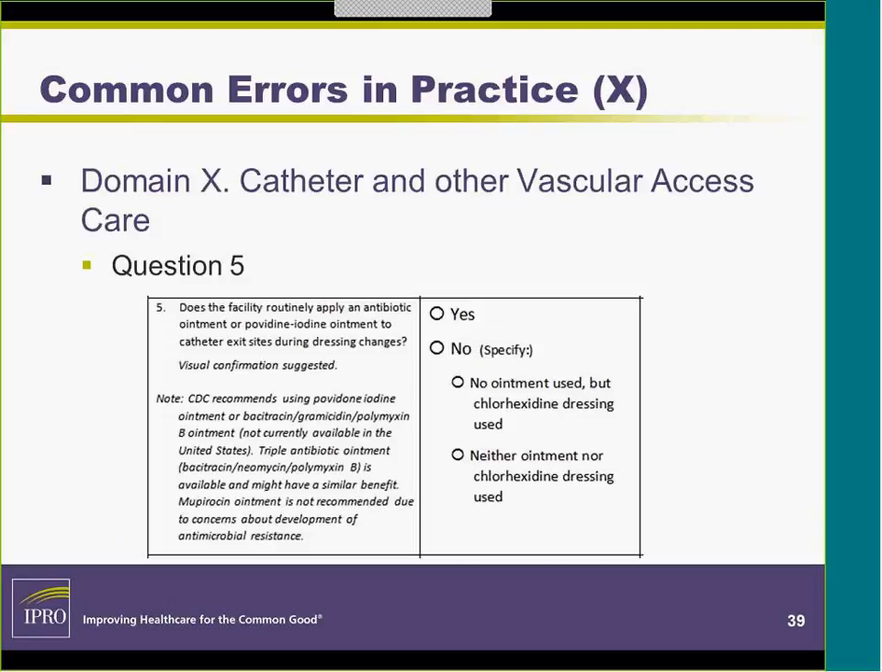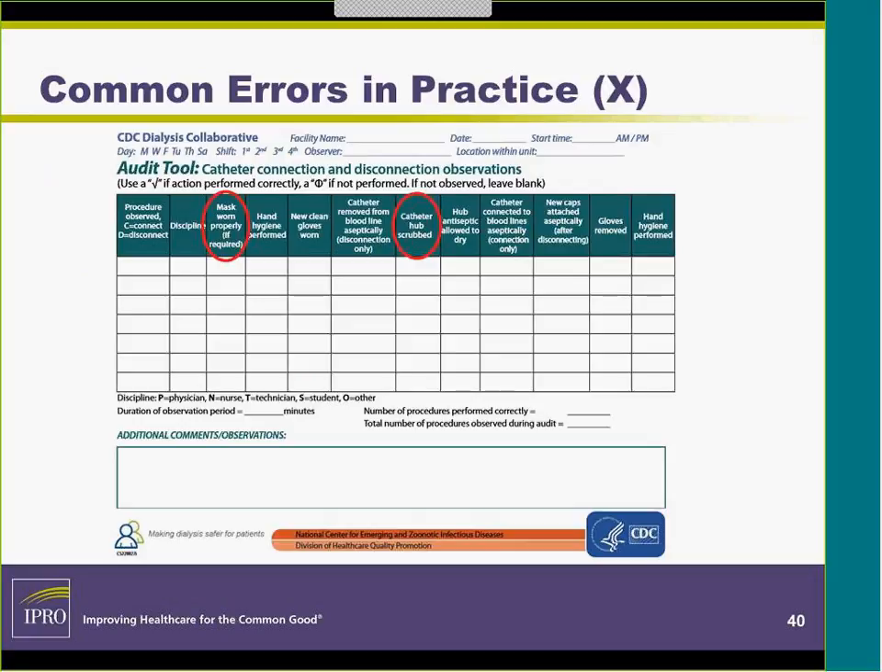So domain 10, catheter and other vascular access. The CDC is really pushing for the use of antimicrobial ointment or chlorhexidine-embedded dressings on the catheter exit site. It has been shown to reduce BSIs, and not a lot of facilities are doing it, but there is a big push from the CDC for this to become part of practice as part of the collaborative, and some of the recommendations are here. But it is in the resources at the end, too. So if you want more information on that, this isn't being used at many facilities. I'm going so quick, but I don't want to hold you guys over.